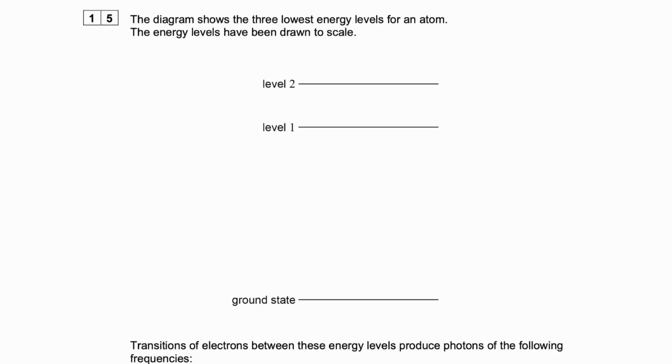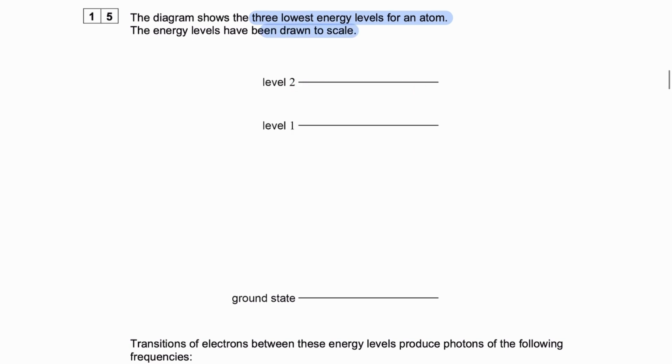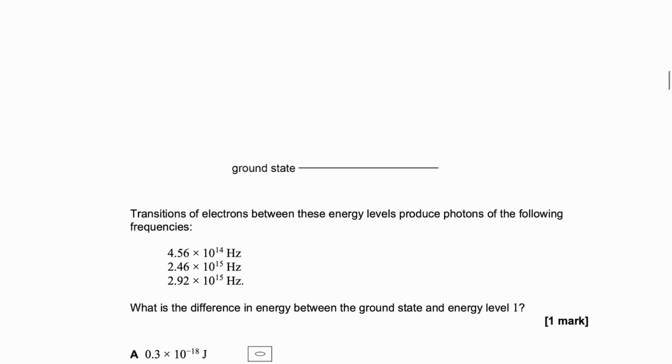The diagram shows the three lowest energy levels for an atom. The energy levels have been drawn to scale, so we have three different energy levels of our atom: 2, 1, and 0. Transitions of electrons between these energy levels produce photons of the following frequencies. What is the difference in energy between the ground state and energy level 1?